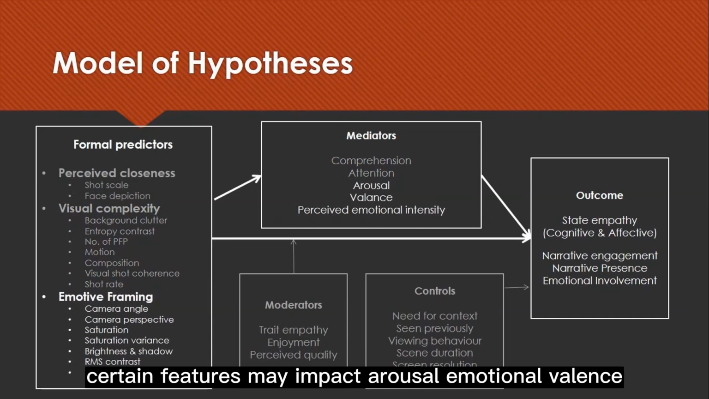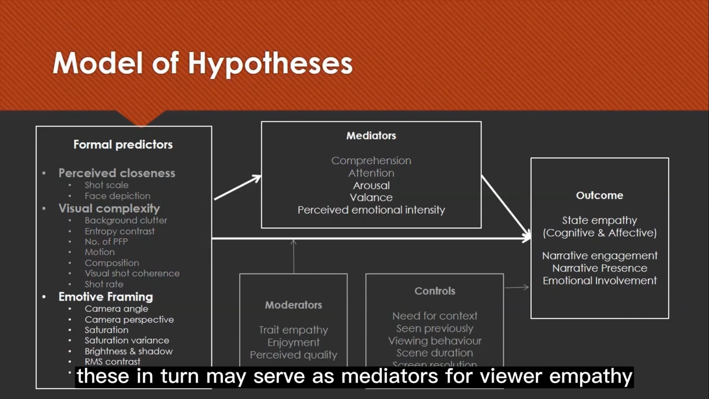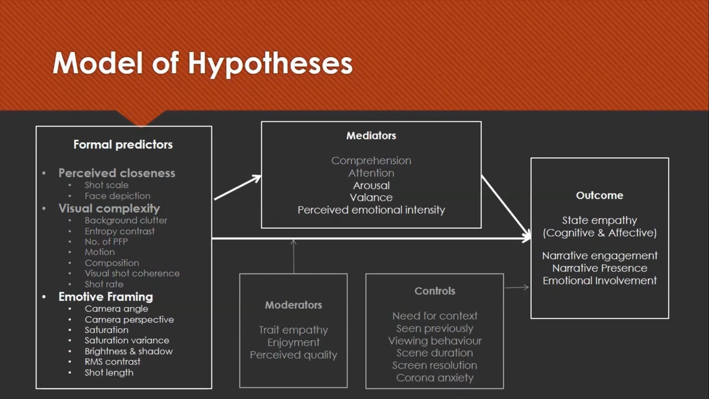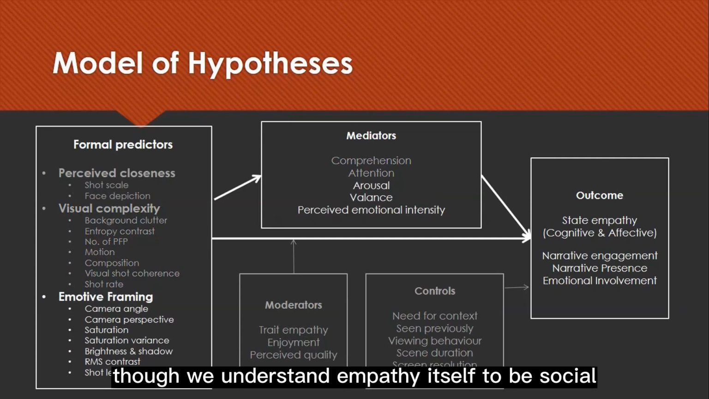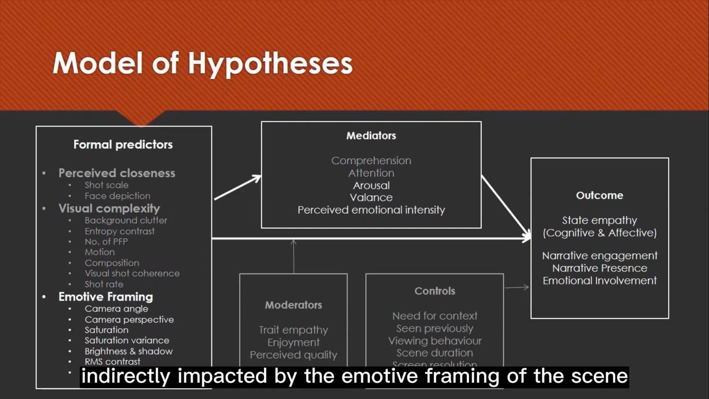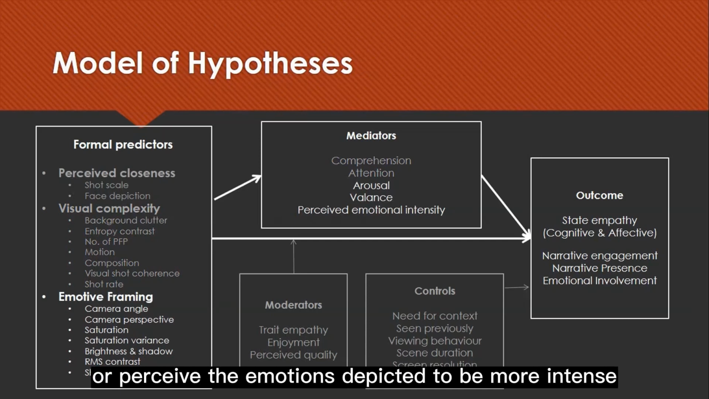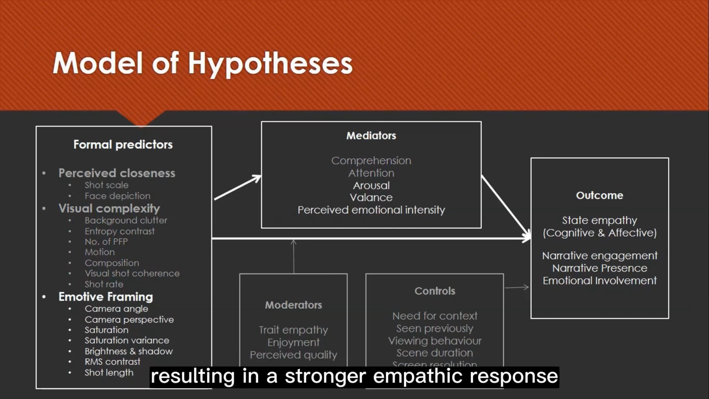Finally, certain features may impact arousal, emotional valence, and perceived emotional intensity through the emotive framing of story elements using angles, light, and saturation. These, in turn, may serve as mediators for viewer empathy. Though we understand empathy itself to be a social cognitive process rather than an emotion, it has an important affective component that may be indirectly impacted by the emotive framing of the scene. For example, the use of light and contrast might make a viewer more aroused, or perceive the emotions depicted to be more intense, resulting in a stronger empathic response.